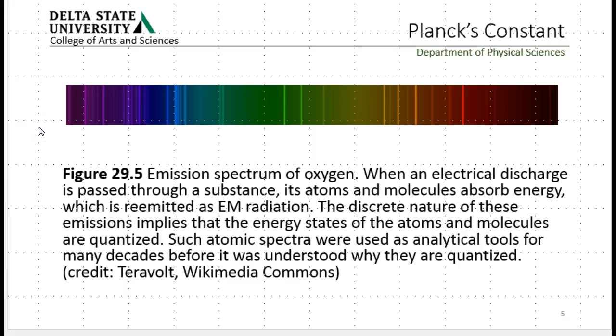If we look at the emission spectrum of oxygen, you see all these lines that are due to discrete state changes in oxygen. This is exactly what he was looking at at some level, that we can analyze these spectra and we can see what the delta E is for different states of oxygen. All right.